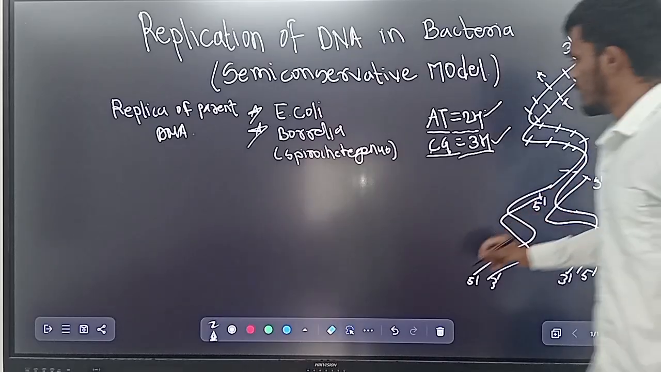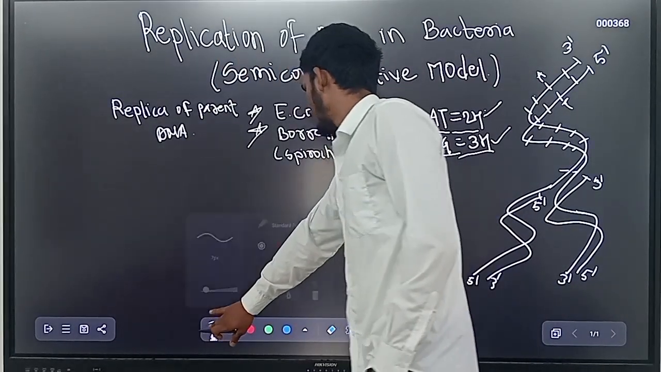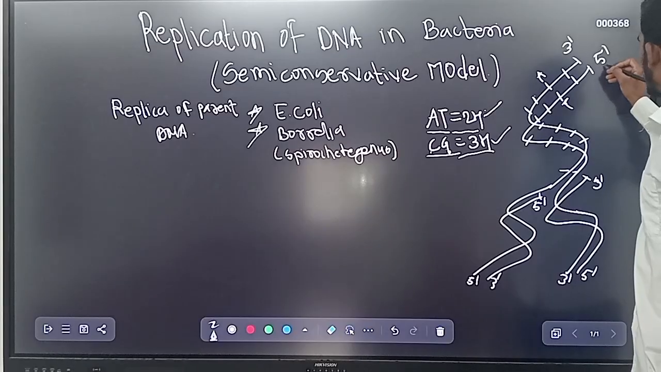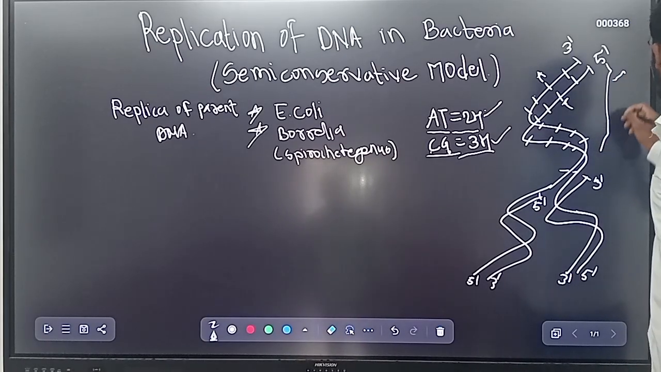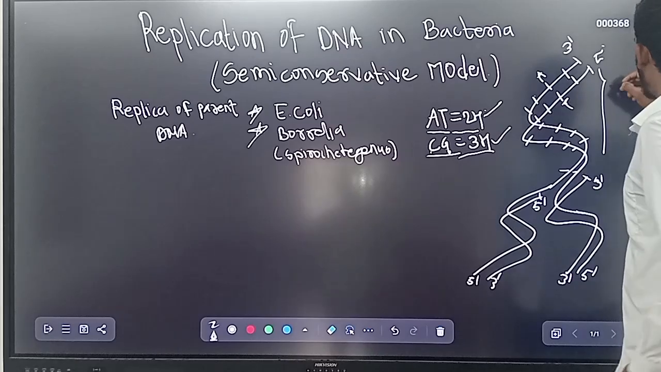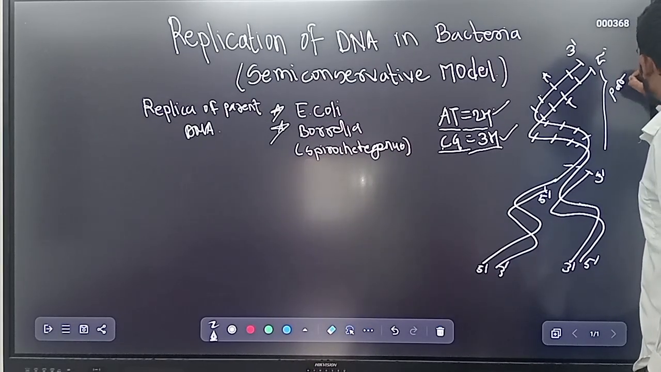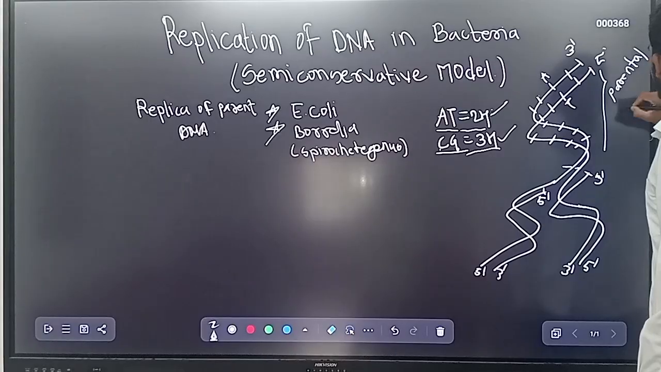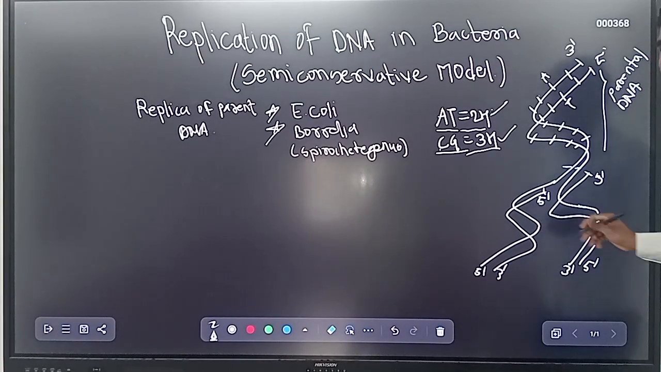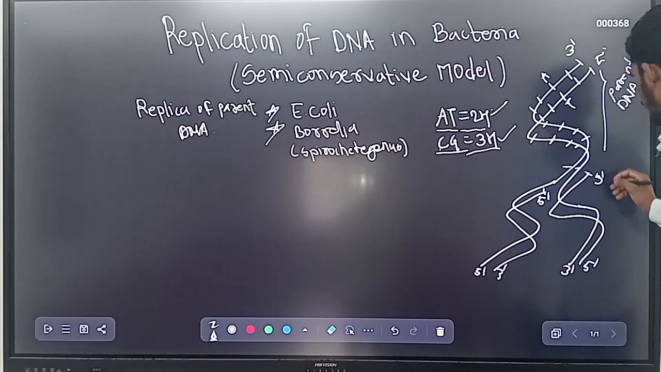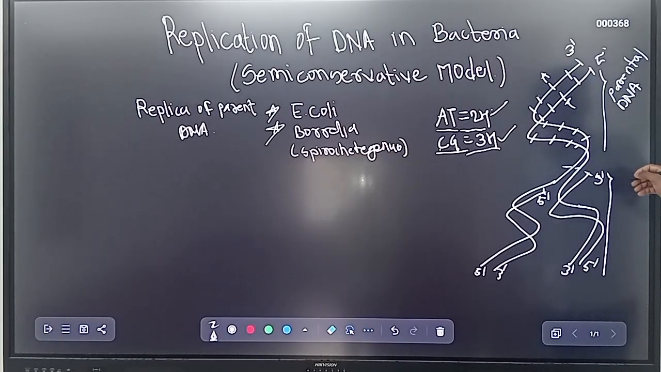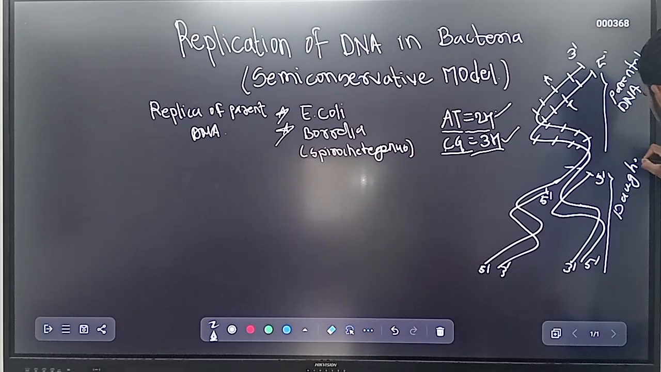So in the next structure, this is nothing but the parental DNA. This is parental DNA, and in the following diagram you can see that this parental DNA gets replicated into two daughter DNA, and this daughter DNA is of semi-conservative nature.